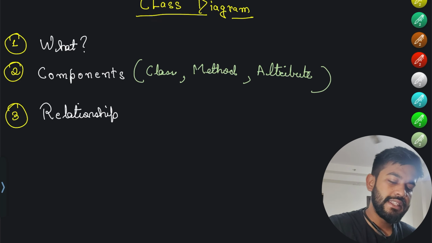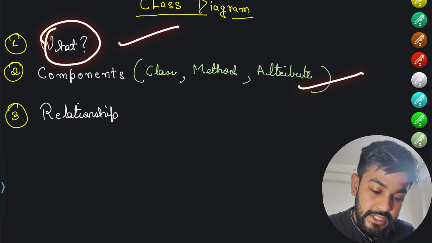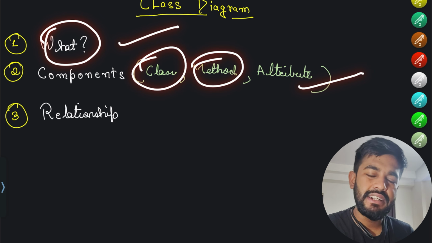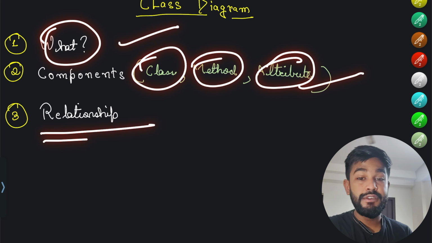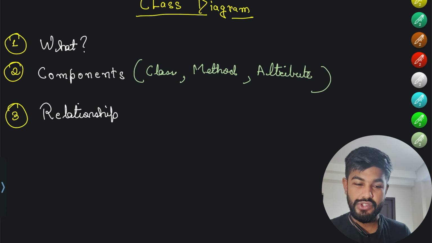The goal of today is that we will learn what a class diagram is, what the different components involved in it are, like the class, methods and attributes, and then we will talk about an important thing in a class diagram, that is relationship. Okay, what is basically a class diagram?